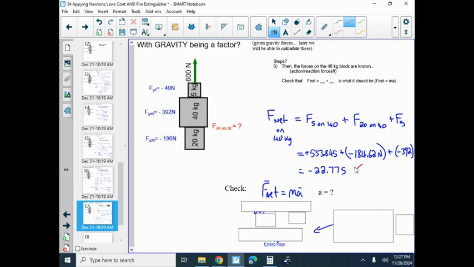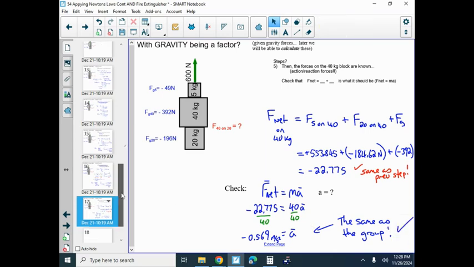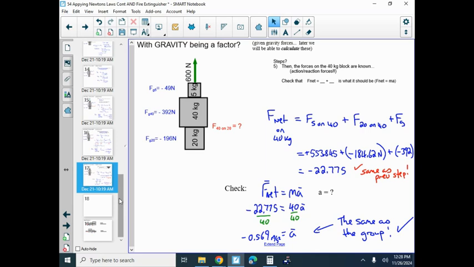Same as the previous step, I just didn't notice to point that out. And if you wanted to do another check, you could say, well, what kind of acceleration does that net force cause? And you'd see, oh, 0.569, that's the same as the group. So of course things are making sense.